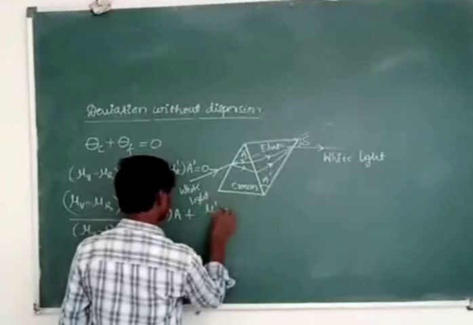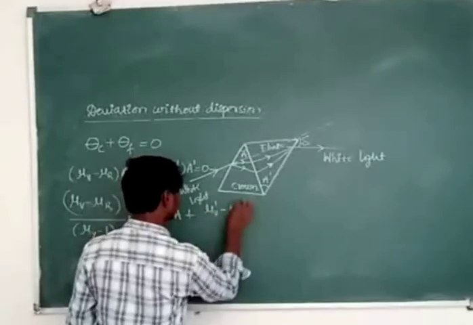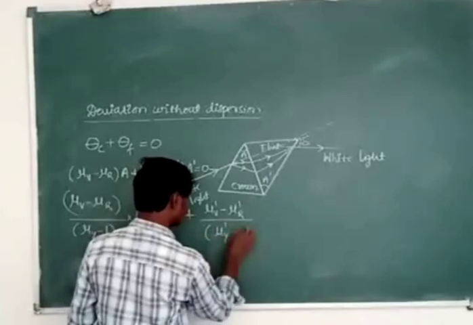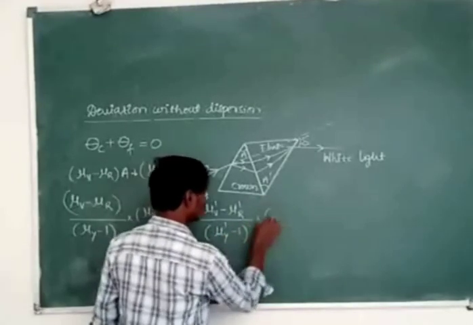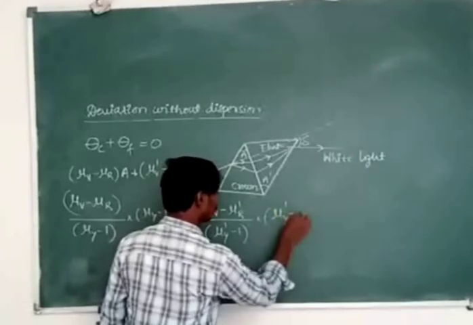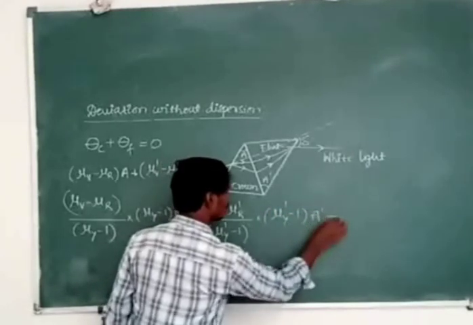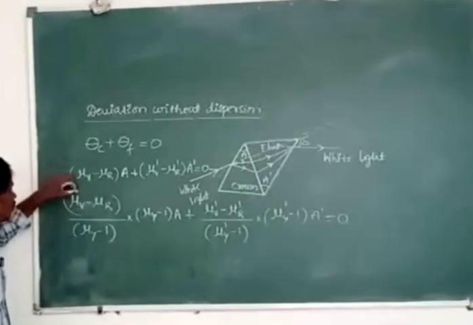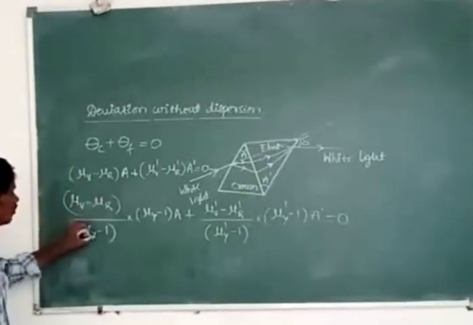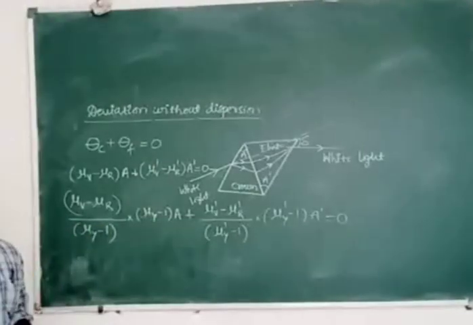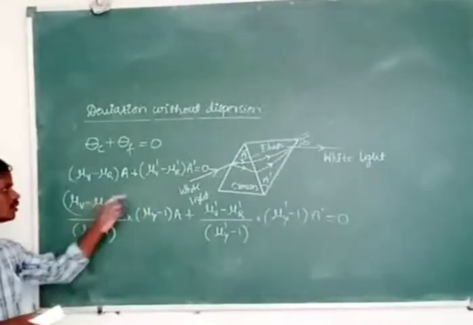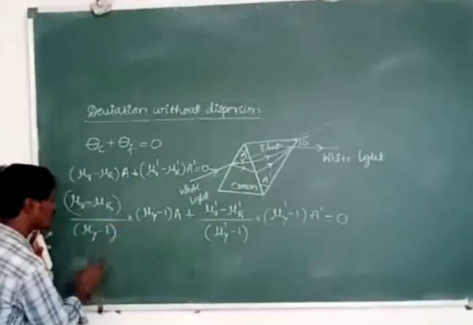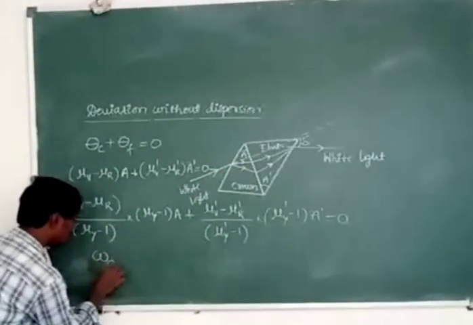(mu_V − mu_R) / (mu_Y − 1) into A' is equal to 0. Okay. Now here, what do you mean by (mu_V − mu_R) divided by (mu_Y − 1)? That is nothing but the dispersive power of the prism of crown glass, that is omega_C.